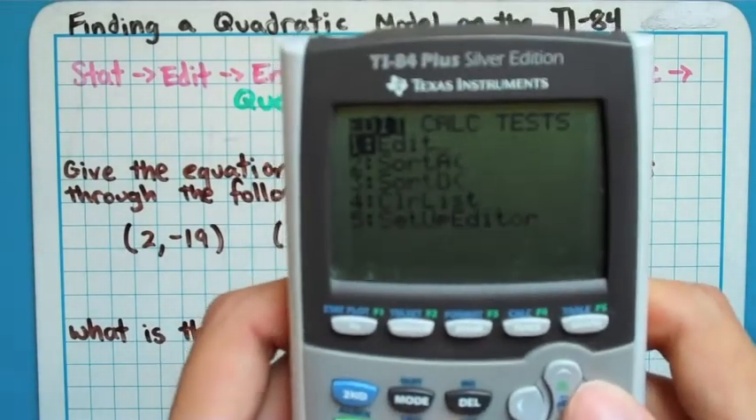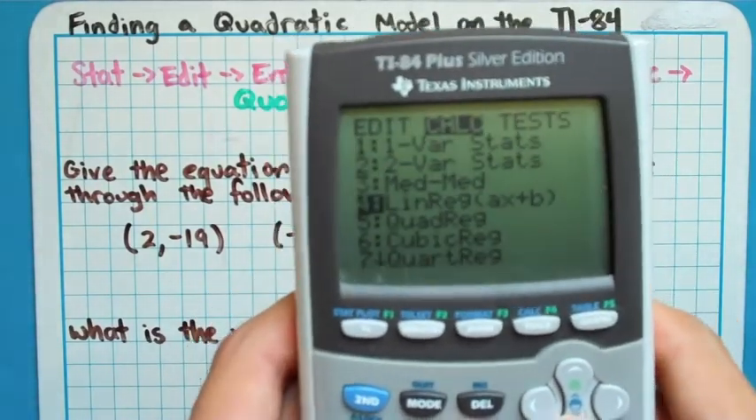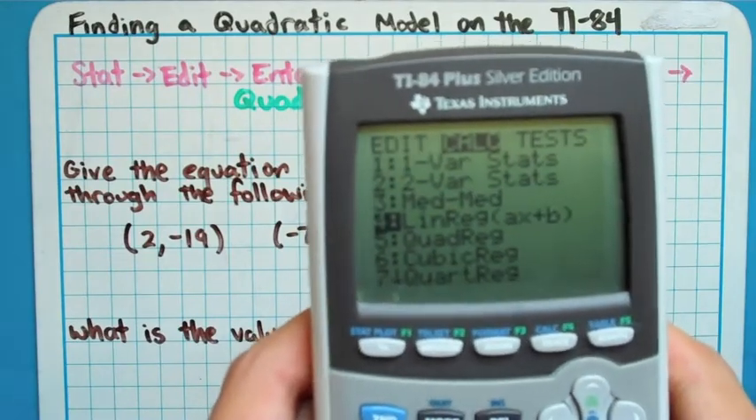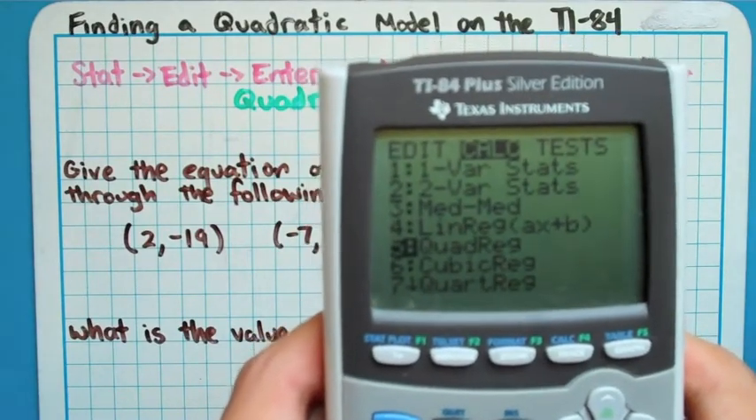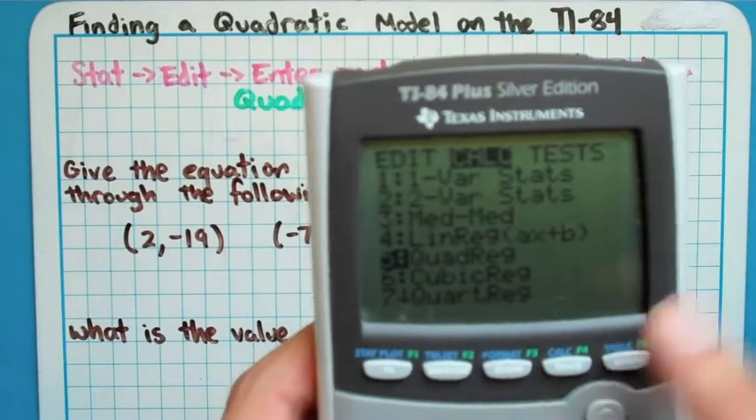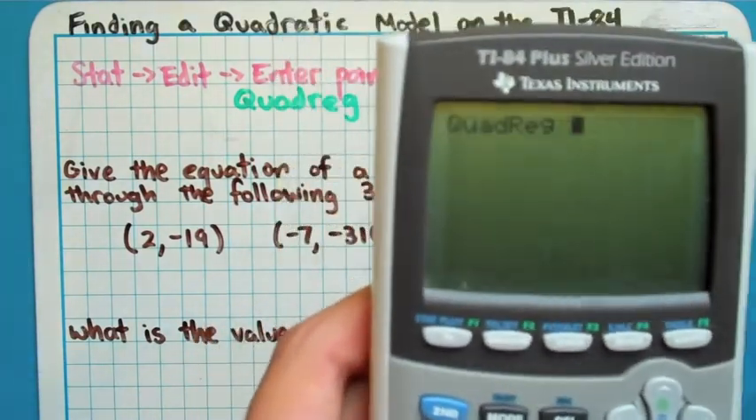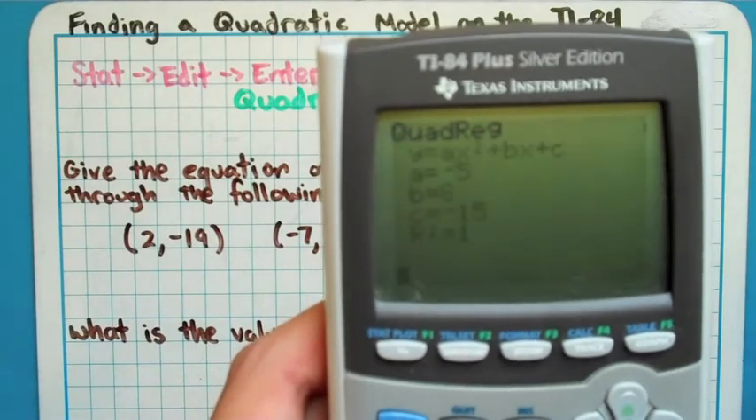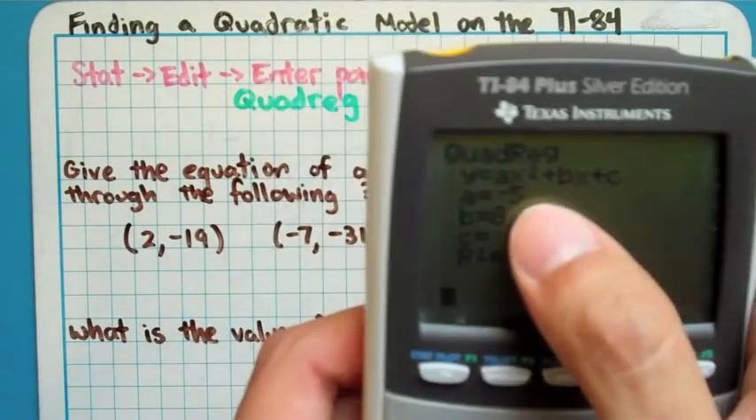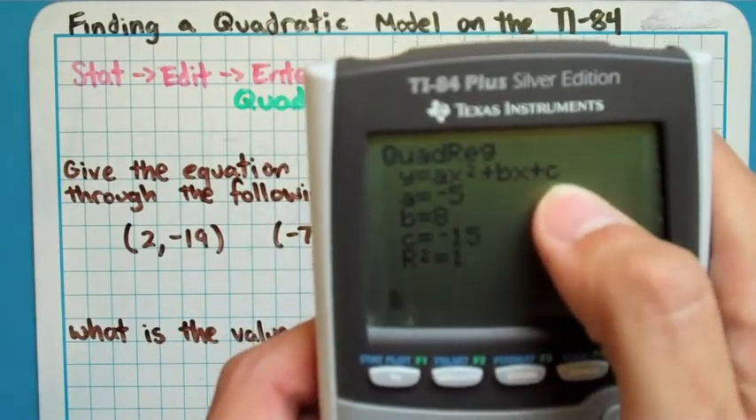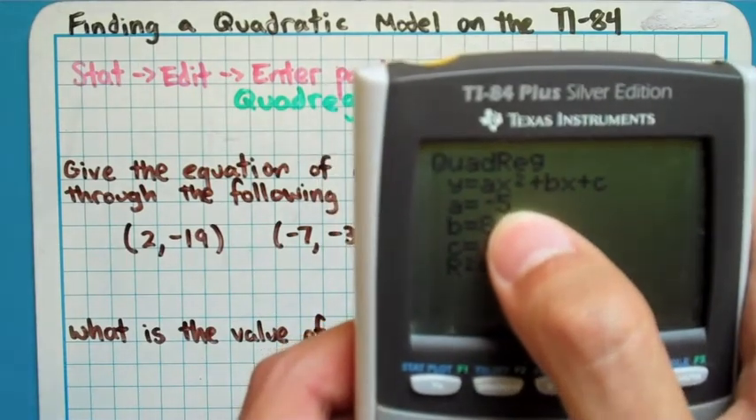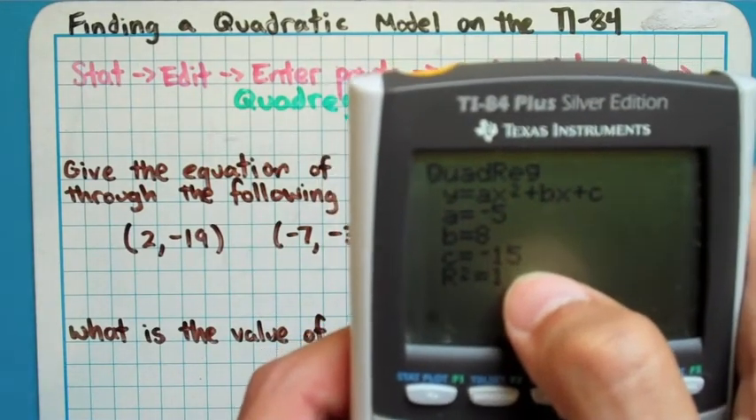This time I'm going to go over to calc. Before we used choice 4, which is linreg for linear regression, but if we want to have a quadratic model, we're going to use quadratic regression. So we're just choosing a different option in the menu. We're going to hit enter again, and it's going to give you an equation right here. It says it's ax squared plus bx plus c, our standard form. It tells you what a, b, and c all are.